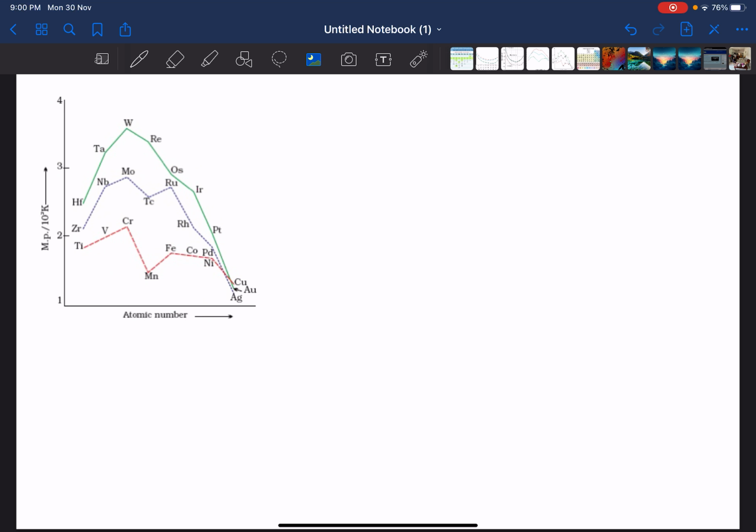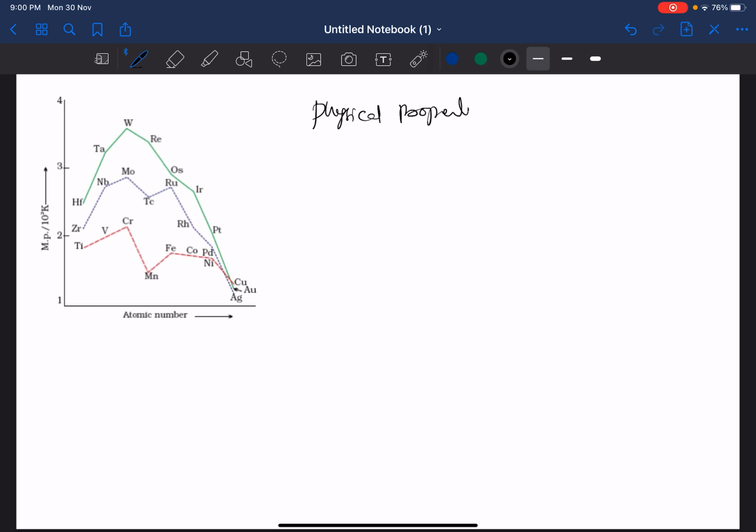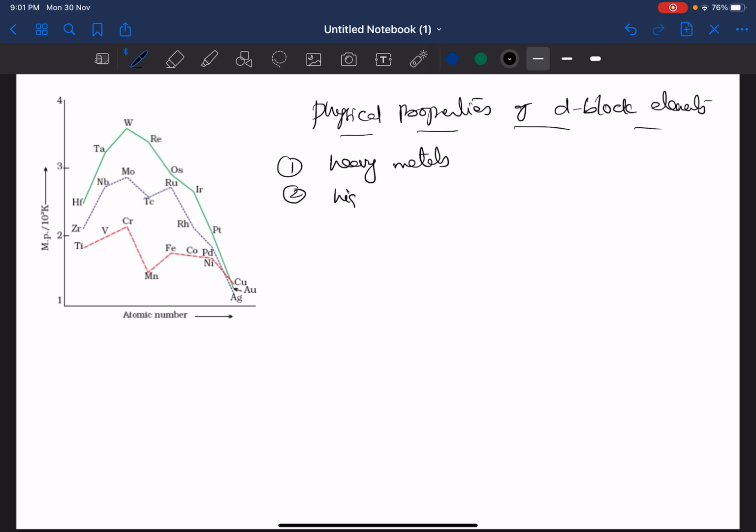Today we are going to learn about physical properties of D block elements. What are the main physical properties? The main physical properties are, we have already known that the D block elements are heavy metals and they are having the high density.